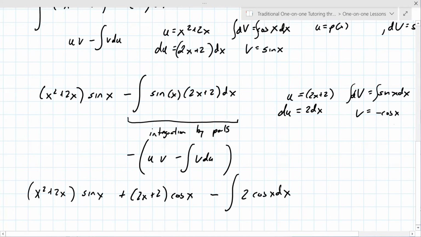Where does the plus 2x plus 2 cosine x come from? That's uv. This is u. 2x plus 2 is your u. Okay, right. And your v is right there. You're just doing it again.